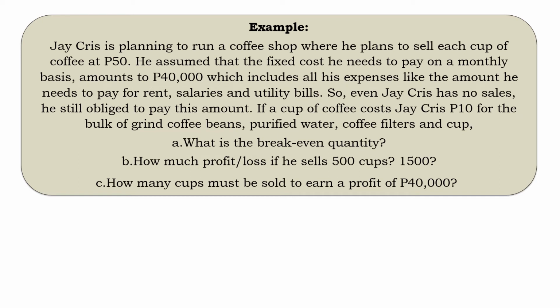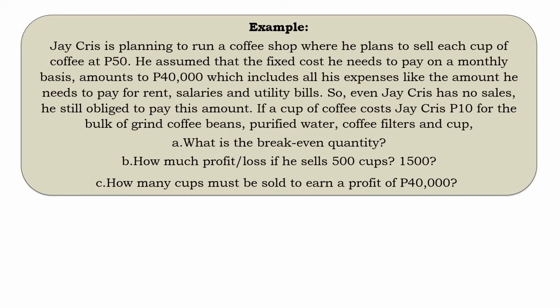If a cup of coffee costs J. Chris 10 pesos for the bulk of ground coffee beans, purified water, coffee filters, and cup, what is the break-even quantity? How much profit or loss if he sells 500 cups or 1,500 cups? Next, how many cups must be sold to earn a profit of 40,000 pesos?